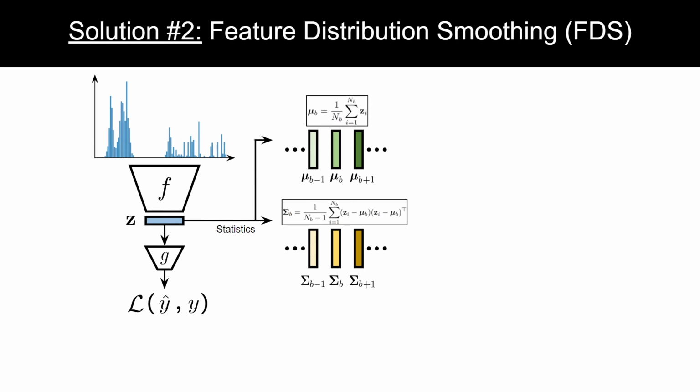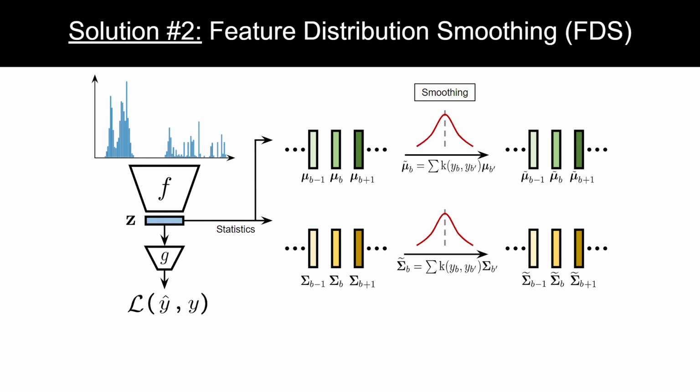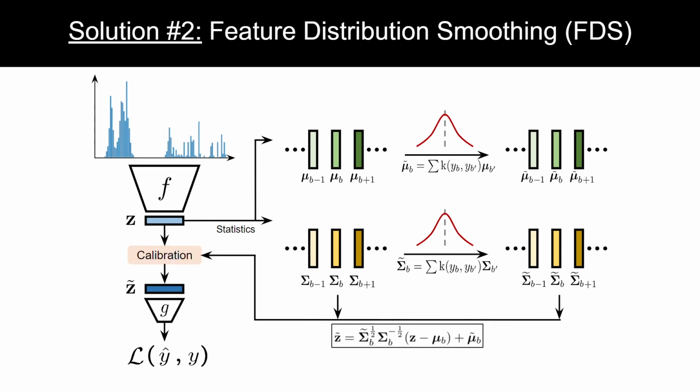Given the feature statistics, we employ again a symmetric kernel K to smooth the distribution of the feature mean and covariance over the target bins. This results in a smoothed version of the statistics. Now, with both estimated and smoothed statistics, we then follow the standard whitening and recoloring procedure to calibrate the feature representation for each input sample. And the whole pipeline of FDS is integrated into deep networks by inserting a feature calibration layer after the final feature map.